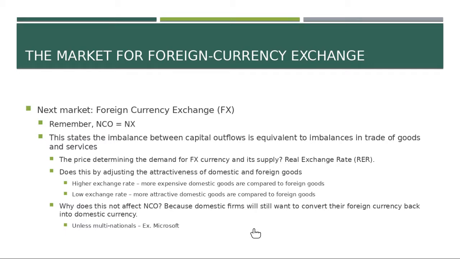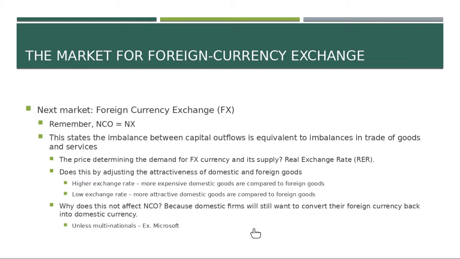So, what does this mean? When you have a high exchange rate like the United States does, this means your exports are relatively more expensive for other countries to purchase. Similarly, if a country has a low exchange rate, say like Japan does, this means their domestic goods or their exports are now more attractive compared to the goods in other markets. So why does this not affect net capital outflow? Because domestic firms still want to convert their foreign currency back into domestic currency.